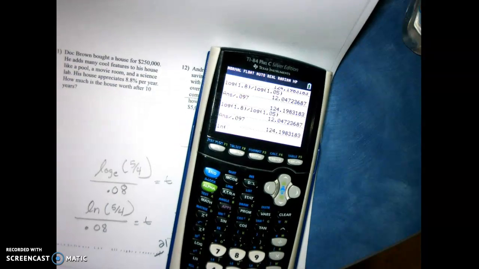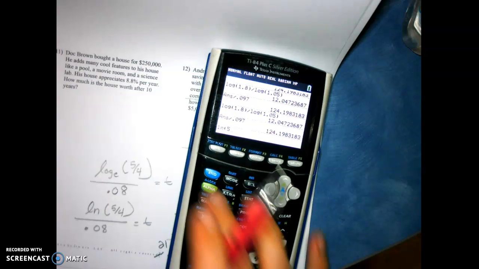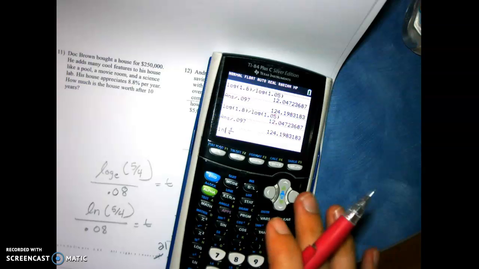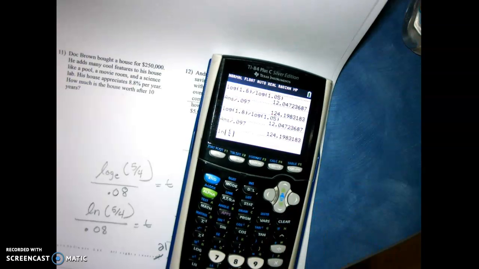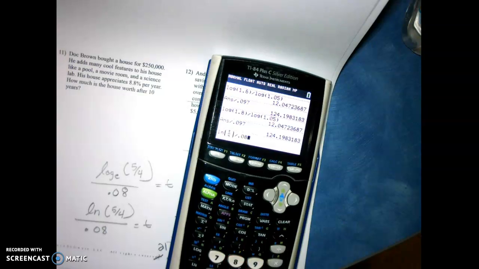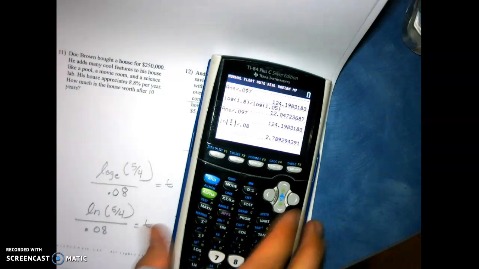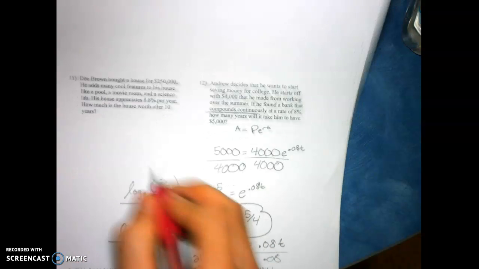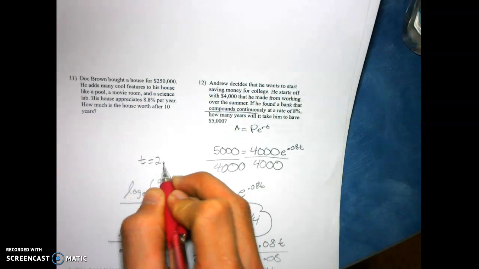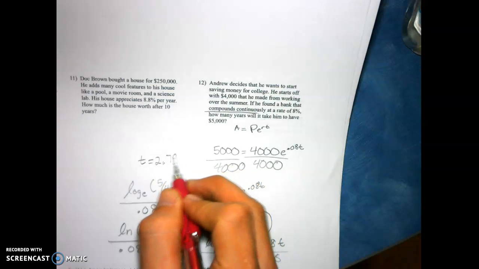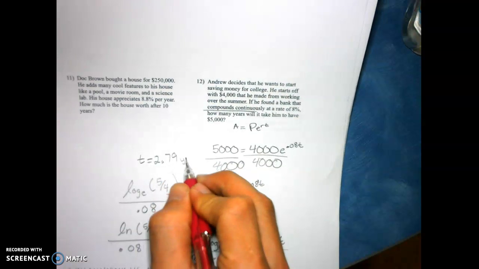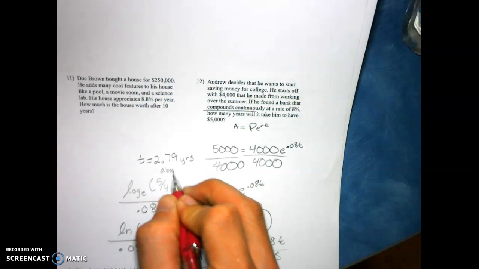Okay, so now I just plug this into my calculator. So here I just have natural log, so I'm going to hit my ln button right here on the left. I'm going to type in 5/4, and then this is divided by 0.08. Hit enter there. Okay, so now I get t is equal to 2.79 years. So about 3 years. There's my answer.